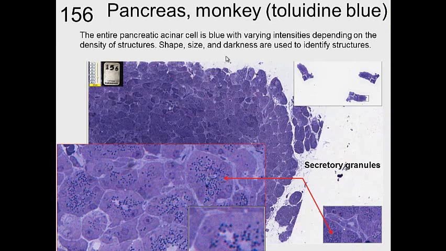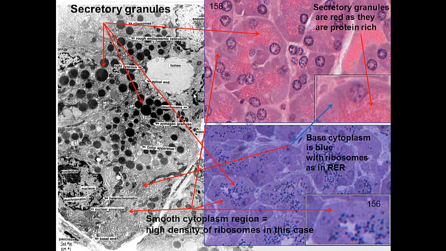But here you have to look at shape, size, and darkness. So if we look at hematoxylin and eosin stain versus toluidine blue versus electron micrograph, we can see these granules are indeed these dark granules that you see. Here's a lumen in through there, so the cells are getting nutrients from the bloodstream down below, and cells are processing things and emptying them into this lumen, and that's part of the exocrine component of the pancreas. So these are secretory granules that you see there.